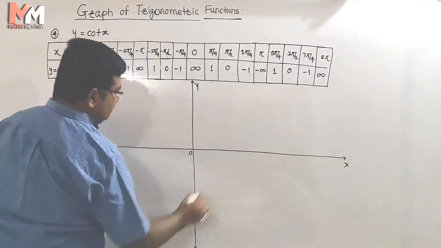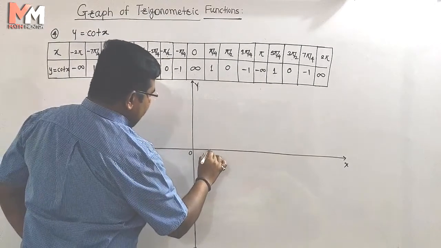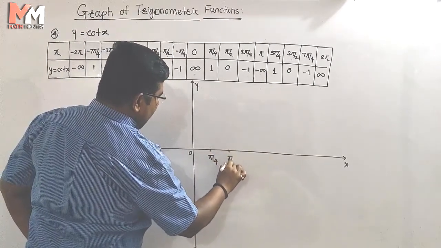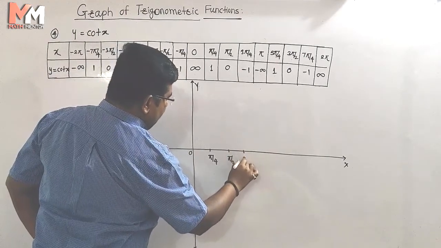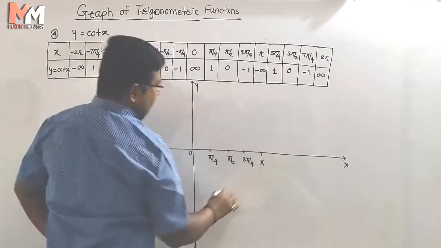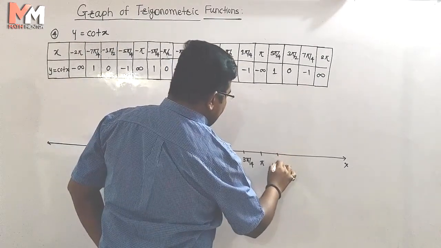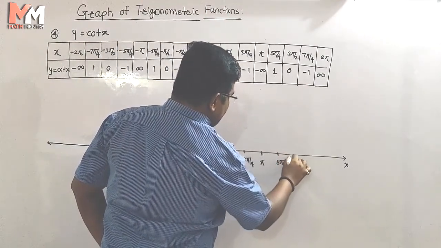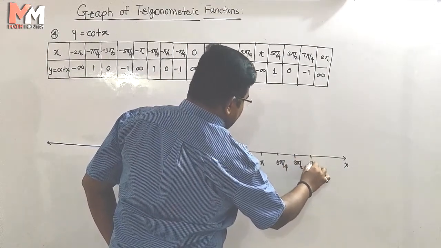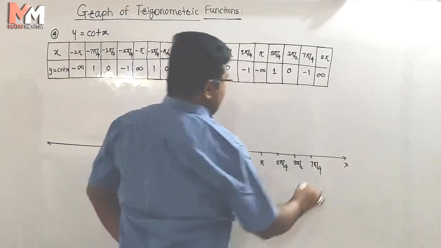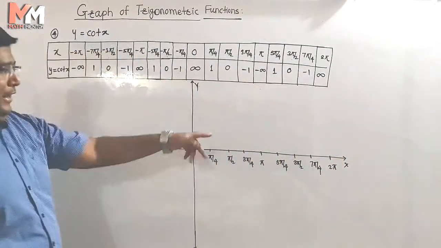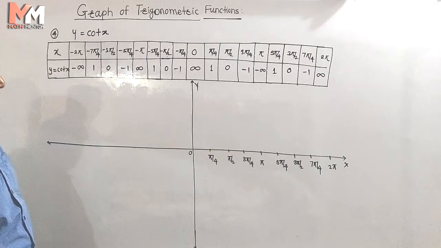Okay. So here, at some interval, we can write pi by 4. This is pi by 2, 3 pi by 4, pi, 5 pi by 4, 3 pi by 2, 7 pi by 4, and the last is 2 pi. So these are the values of x on the right hand side, that is the positive x-axis.